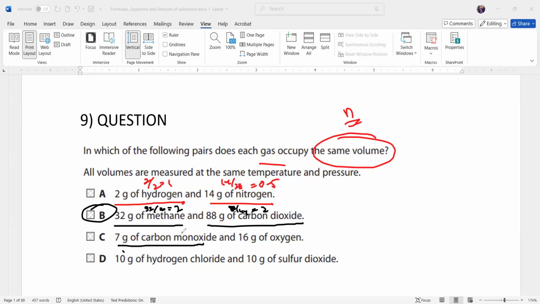For carbon monoxide, this will be 7 divided by 28, which is 0.25. And this will be 16 divided by 32, which is 0.5. And for hydrogen chloride, it will be 10 divided by 35.5, and sulfur dioxide 10 divided by 64. So B should be the right answer, in which we got equal moles of the two gases.